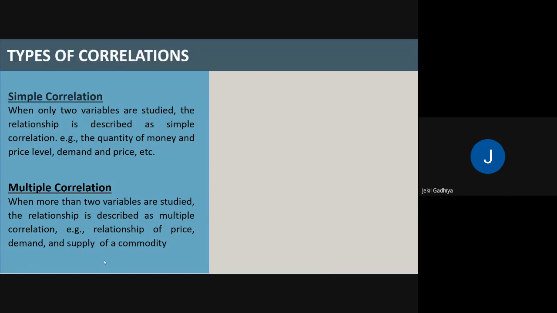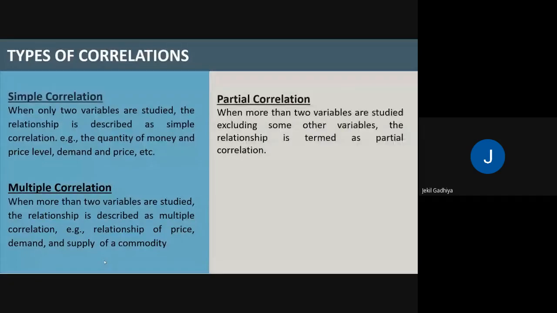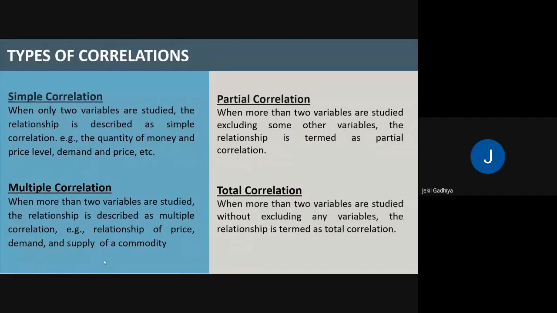In multiple relationships, more than two variables are correlated to each other, and in simple correlation, only two variables are related. Demand, supply, and price. Yes. Now, total and partial is the fourth type of this correlation. So, what is partial correlation? When more than two variables are studied, excluding some other variables, the relationship is termed a partial correlation.